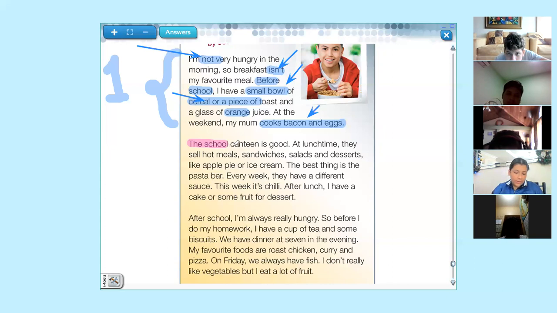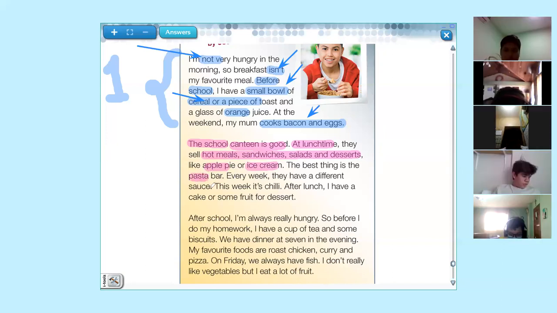The school canteen is good. At lunchtime, they sell hot meals, sandwiches, salads, and desserts, like apple pie or ice cream. The best thing is the pasta bar. Every week, they have a different sauce. This week is chili. After lunch, I have a cake or some fruit for dessert.